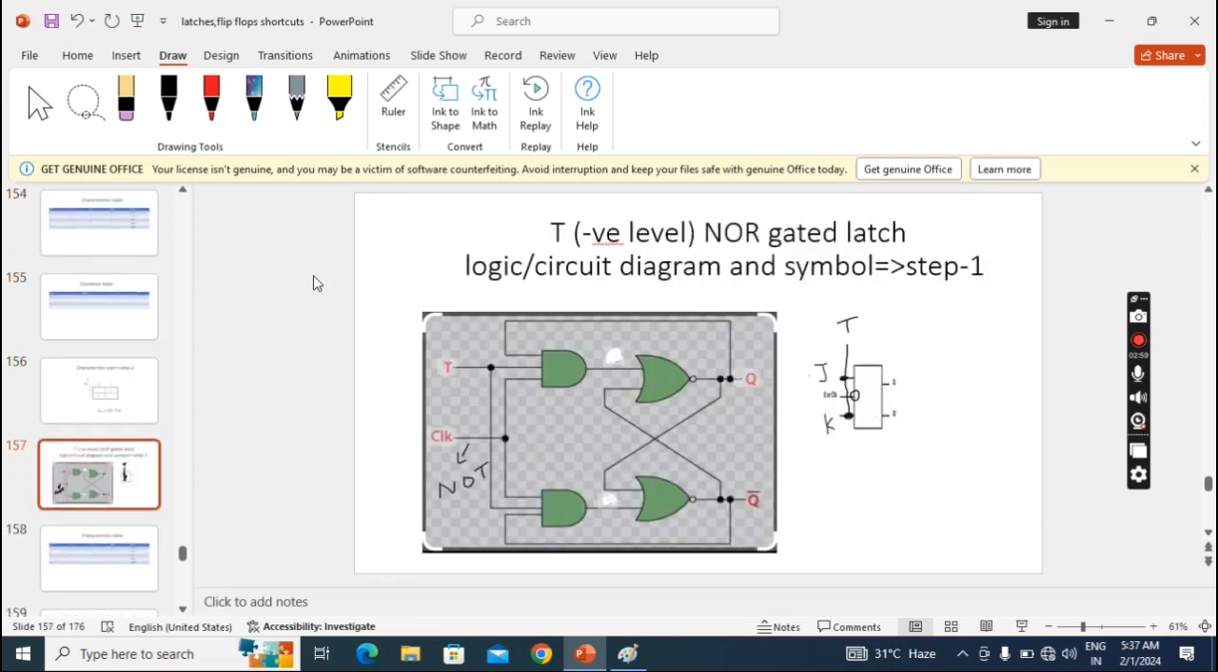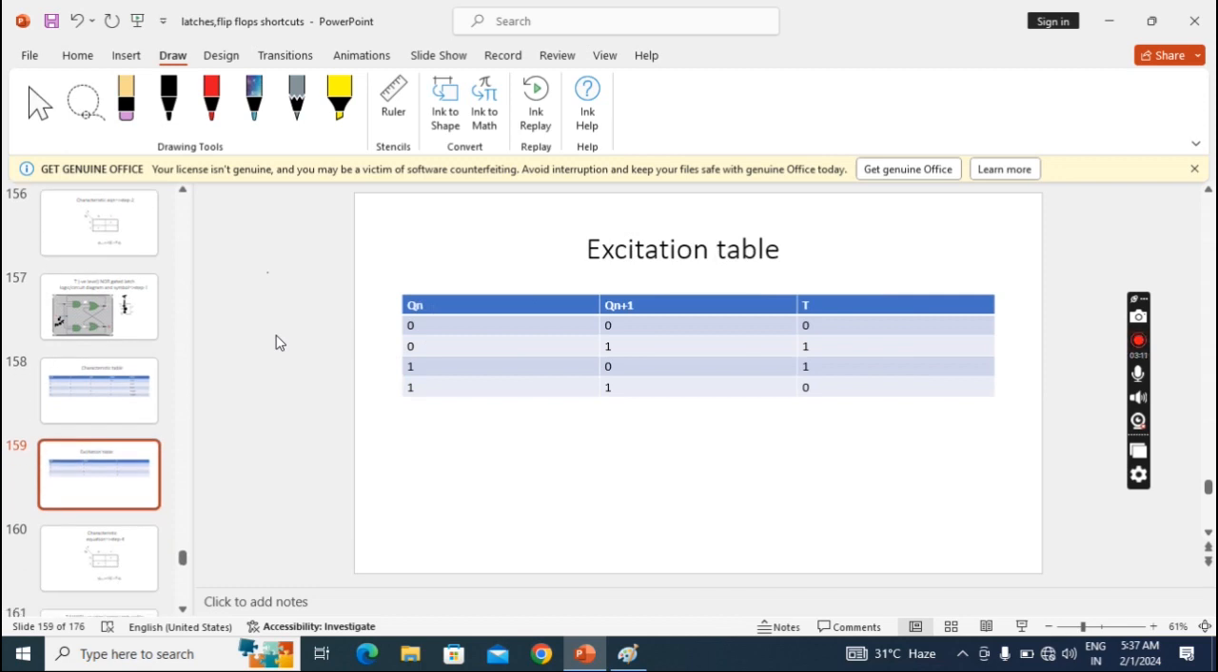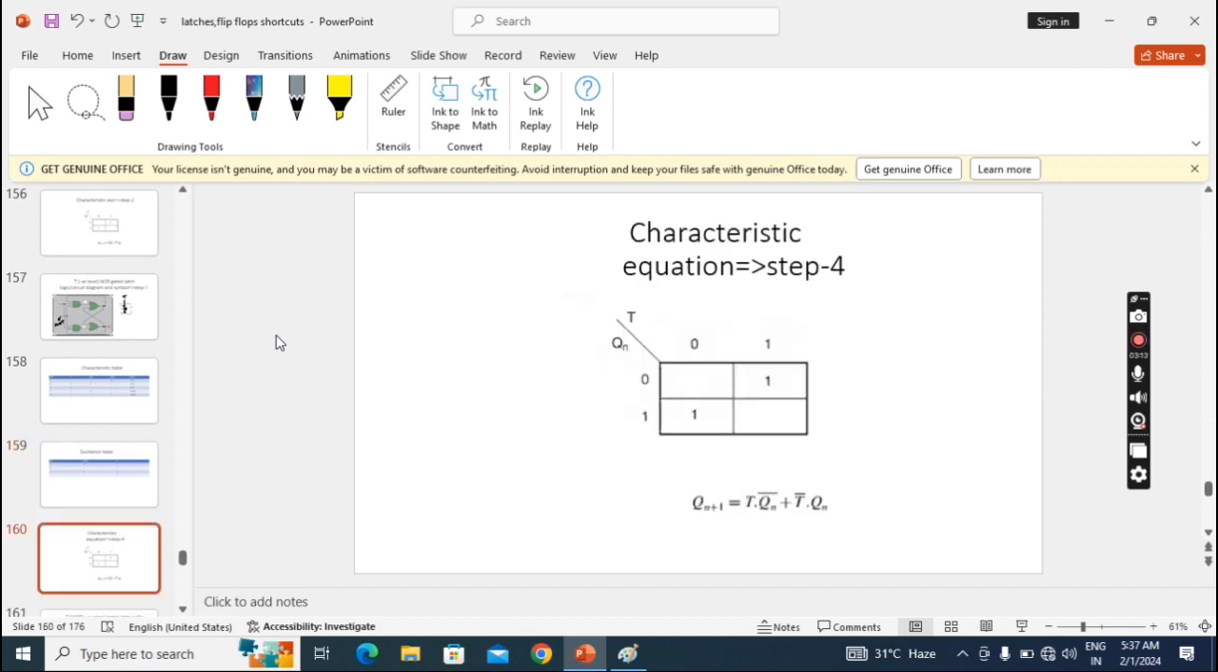Now this is negative level with the NOR latch part. Here the bubble will come and here not gate. So here we are getting 1 and here zeros. Excitation table and characteristic equation are all the same.